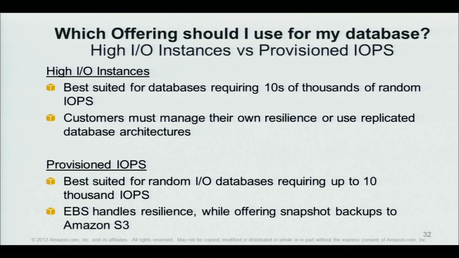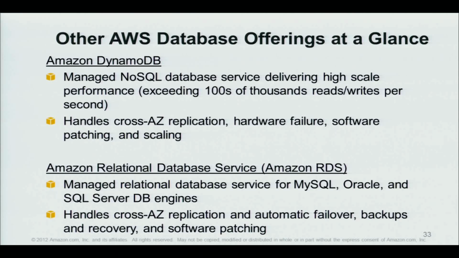They're suited for databases that require up to 10,000 IOPS, which is probably the vast majority of systems out there. And you don't have to worry about resilience. You don't have to worry about making backups and snapshots. That's all handled by EBS for you. We also have other database offerings. So if you're running your own NoSQL style database or transactional system, the Hi1 instances are ideal.